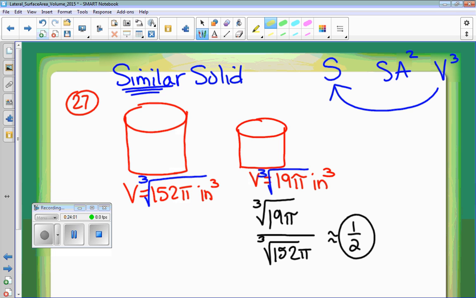If it asked you for the ratio of the surface areas, you would go here and then you would square it. So the ratio of the surface areas would be 1/4 because it's 1/2 squared. Okay? You always go back to the surface areas and then do whatever you have to do.